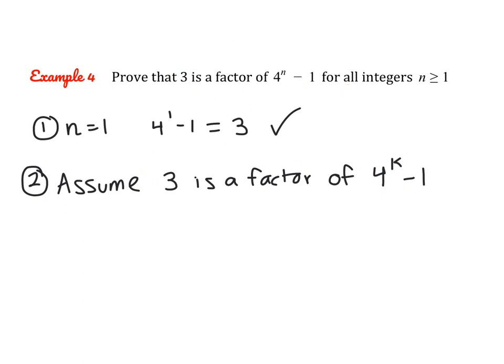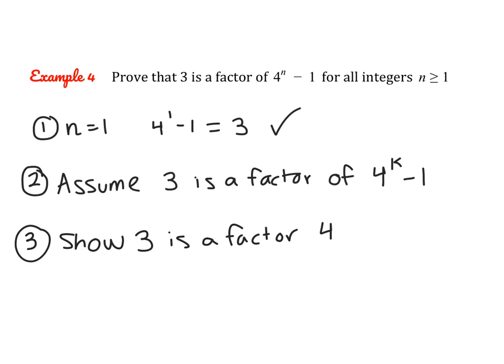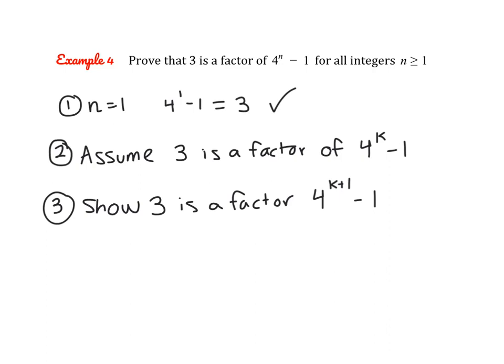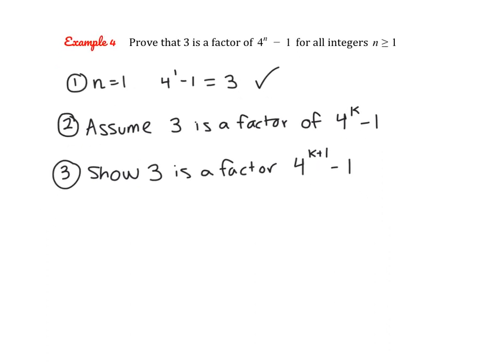Now, after that assumption, we have to show that 3 is a factor of 4 to the k plus 1 minus 1. We have to show that this also works for the next integer, which we'll represent as k plus 1. Okay, so the process of proving that 3 is a factor of 4 to the power of k plus 1 minus 1 is a little bit different. There's this little trick that makes these problems infinitely easier.